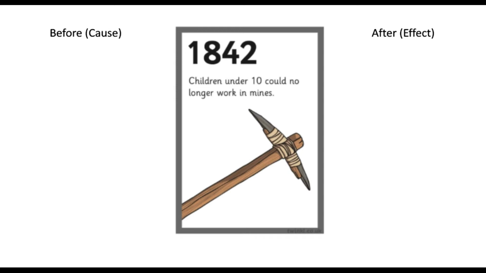So the first event we're thinking of is 1842. Children under 10 could no longer work in mines. I want you to think, what was the situation before this? So what would have happened before 1842? We're saying from 1842 onwards, children could no longer work in mines under 10. So we can assume that before 1842, children under 10 were working in mines. That's our first piece of information. We've inferred that. We've not been told that, but we've worked that out.